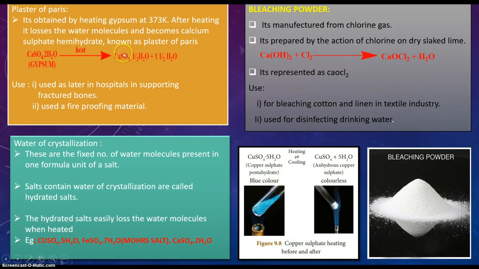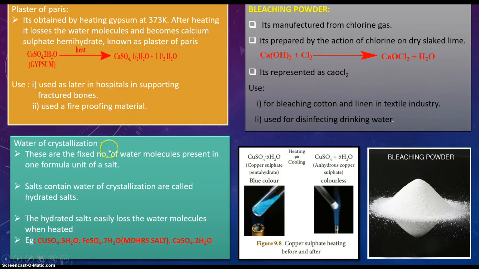Okay, it is used for many purposes, like in hospitals, for supporting fractured bones. When we suffer from fractured bones, doctors make a plaster around the fractured bone portion, and that is the plaster of Paris. The chemical formula is calcium sulfate hemihydrate, that means calcium sulfate half water.